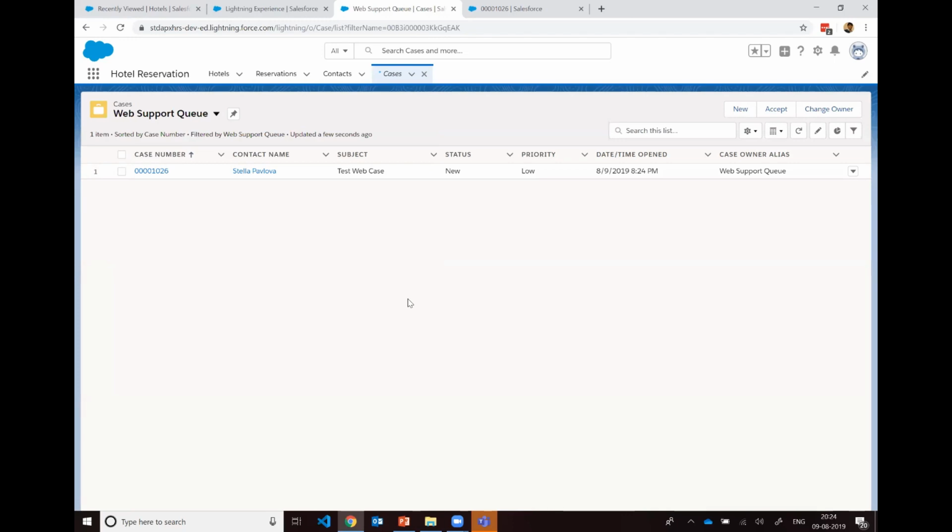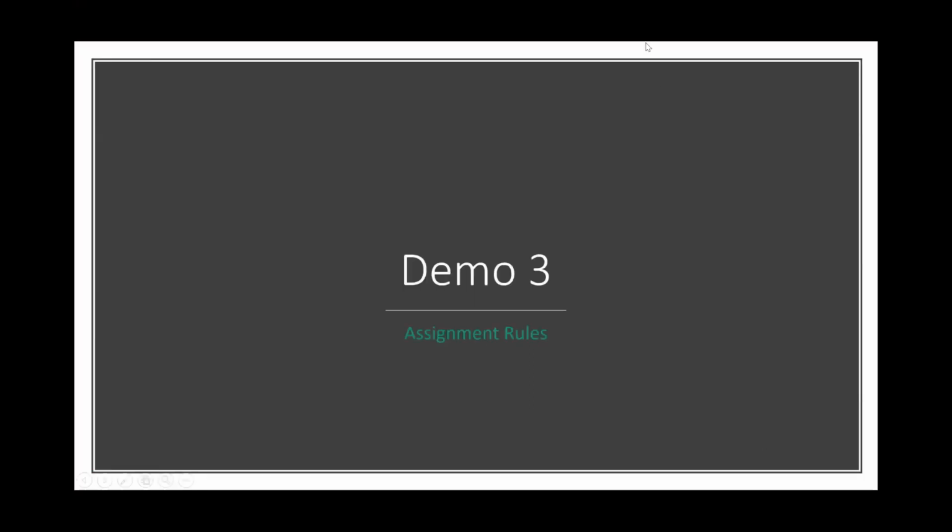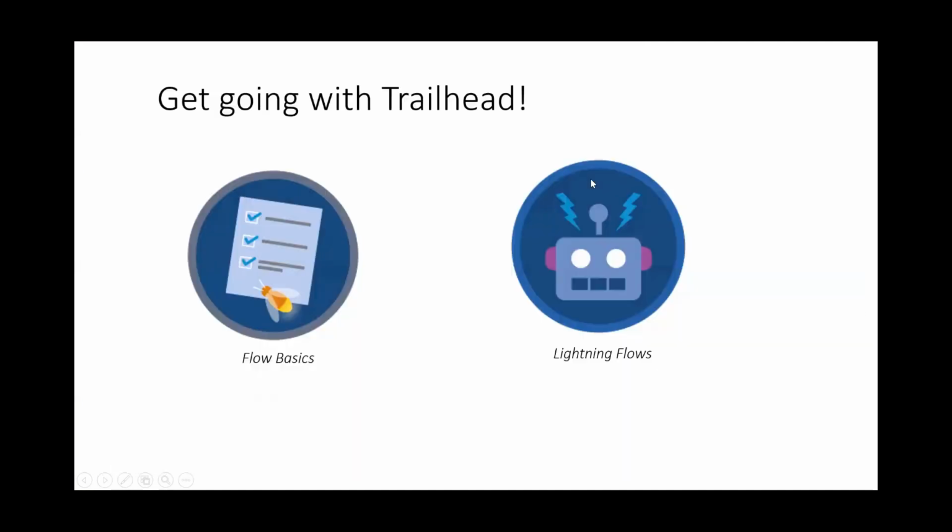This was one, origin was one criteria. We can have different criteria. So this just reduces the overhead of manually assigning cases to people. You just put in rules and it just auto assigns. So that is the whole idea behind using assignment rules. So yeah, that was pretty much it. We went a little overboard.